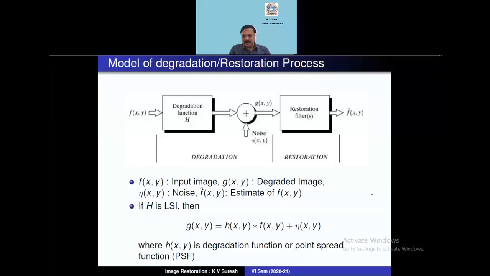Output does not depend on when an input was applied. No, if a system is LTI, I have an advantage. What is it? BIBO stability. No. Convolution. Yes, Purnima, you are right. So if the system is LTI, then I can obtain the response of the system for any input by performing an operation called convolution.